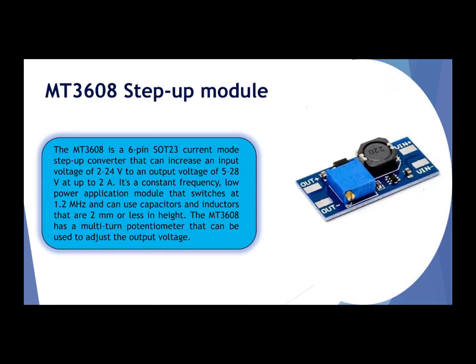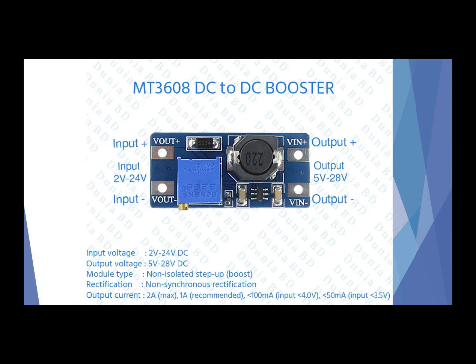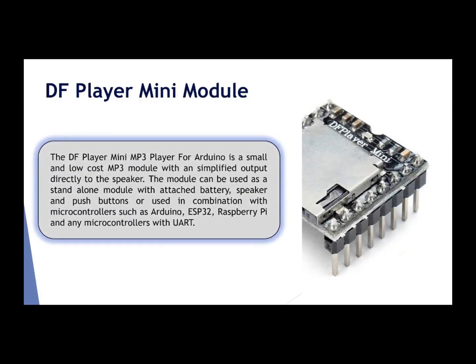Next, the MT3608 module. This is a boost converter that we have to use along with the battery to power up the Arduino. And these are all the pin diagrams of the MT3608 module. If you provide an input voltage from 2 to 24 volt, you can regulate a constant output voltage from 5 volt to 28 volt. It can also provide 2 ampere maximum current, though 1 ampere is recommended. You can get the 2 ampere by using a heatsink.